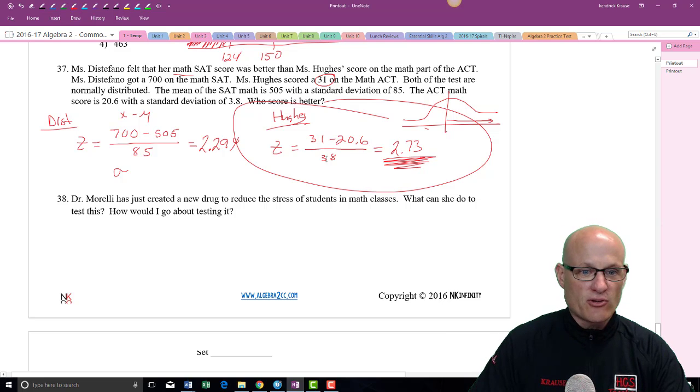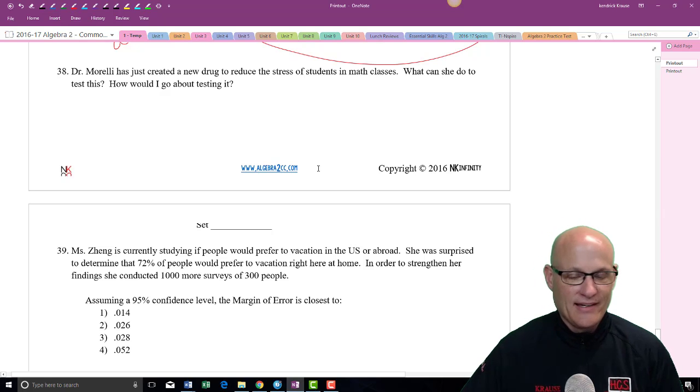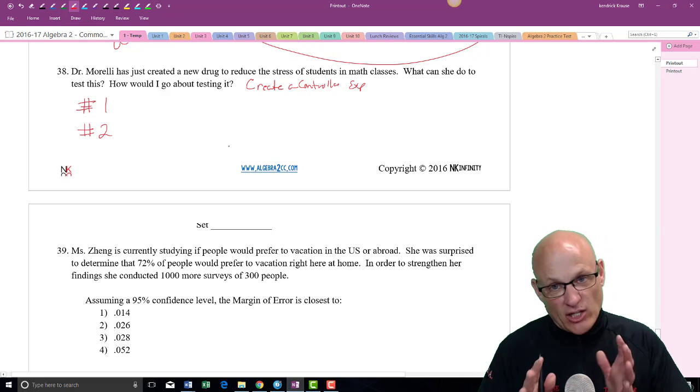All right, Dr. Morelli just created a new drug to reduce the stress of students in math class. What can she do to test this? All right, so I'm going to just walk you through this one. Number one, she's going to randomly select two groups of people. Well, first things first, she's going to create a controlled experiment. She's going to randomly select two groups of people.